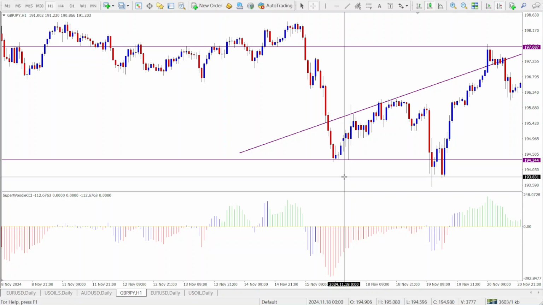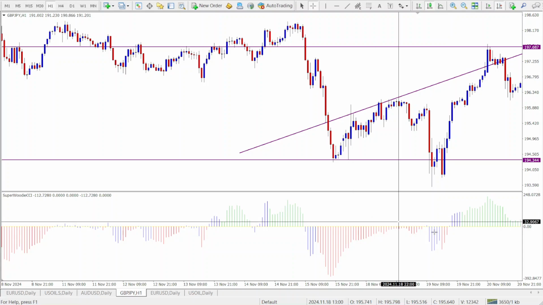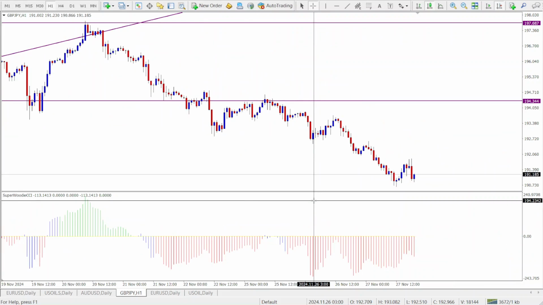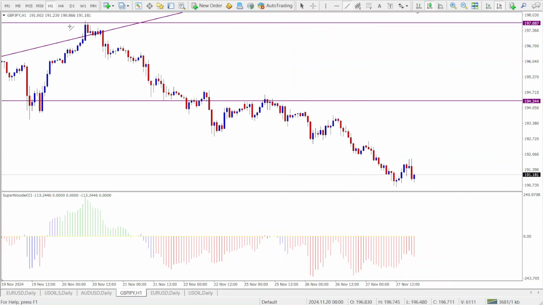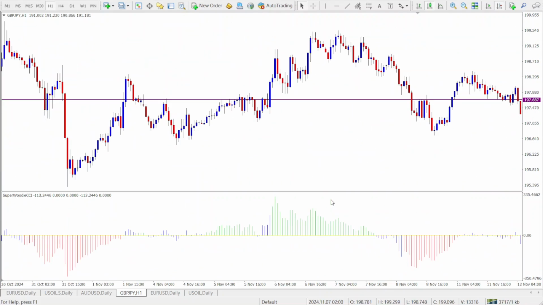The major things you should be watching out for is where the bars are. Are they in the positive territory or are they in the negative territory? So if we have a continuous trend, for example, this was a continuous sell trend, you will find that the histogram bars will remain in the negative territory. If it was a continuous bullish trend, the histogram bars will remain in the positive territory.